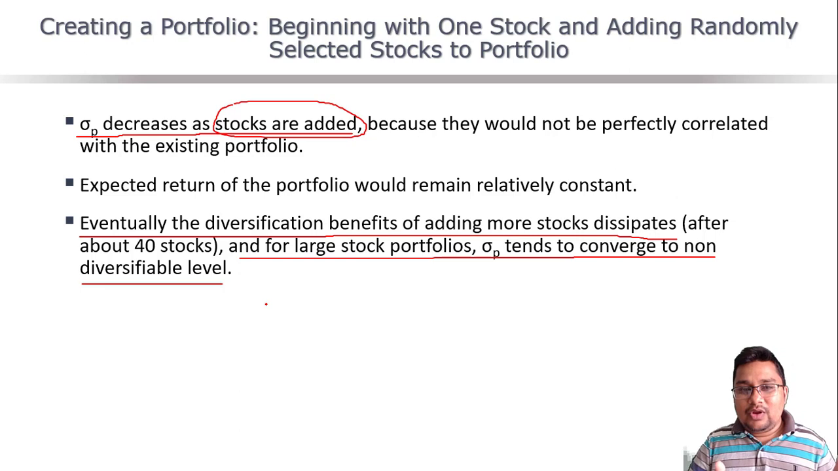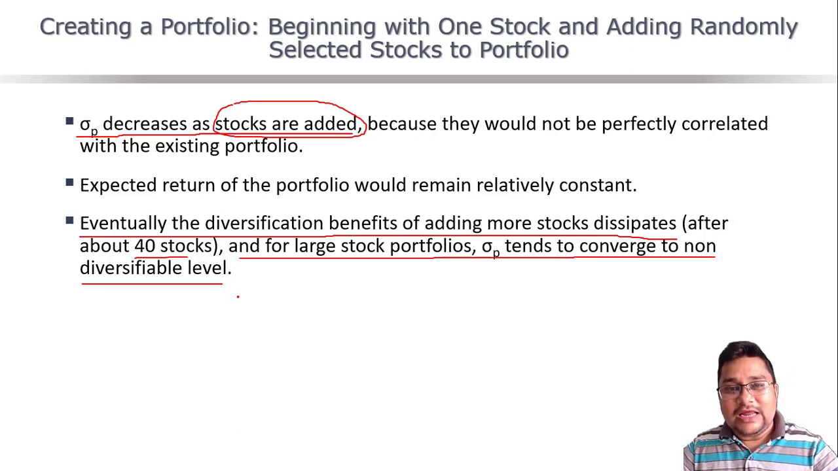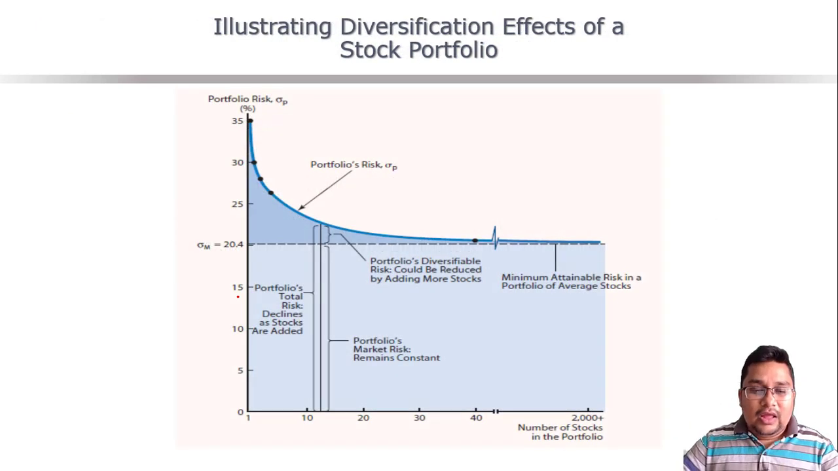For example, when you added the first stock or second stock or fifth stock, your diversification benefit was quite a good amount. That means risk diminished largely. But if you go beyond 40 stocks, you will not get any significant reduction of standard deviation at that point, though it will still reduce even if it is negligible. To understand that, let us look at a graph.